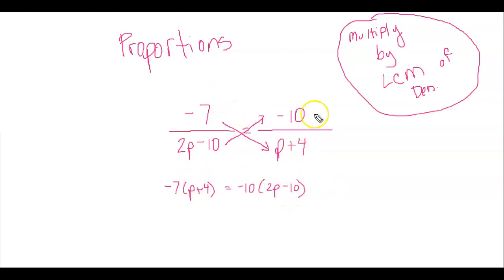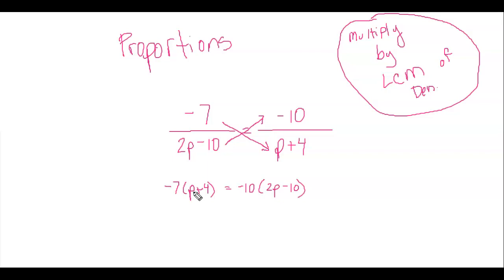Now, when you do multiply by the LCM of the denominators, there are a lot of things you have to remember. You have to make sure you distribute. That's going to be very important. You're going to end up with all kinds of different types of equations. You might end up with linear equations. You could end up with any number of polynomial equations, quadratics or cubics.